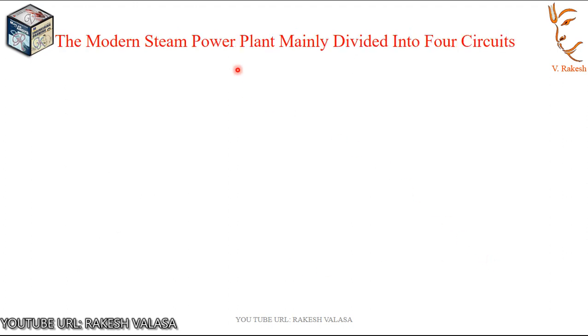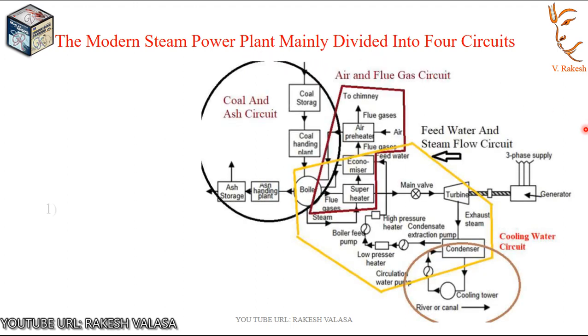The modern steam power plant is mainly divided into four circuits. One is the coal and ash circuit. This circuit consists of ash storage, ash handling plant, coal handling plant, coal storage. Second one is the air and flue gas circuit. It consists of air preheater, economizer, superheater, and chimney.